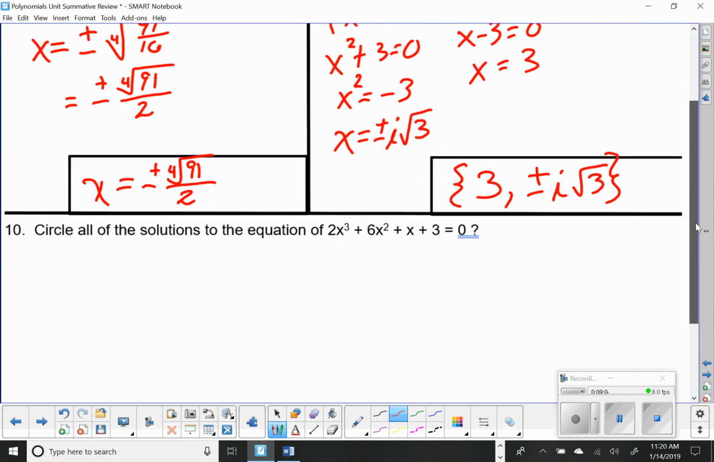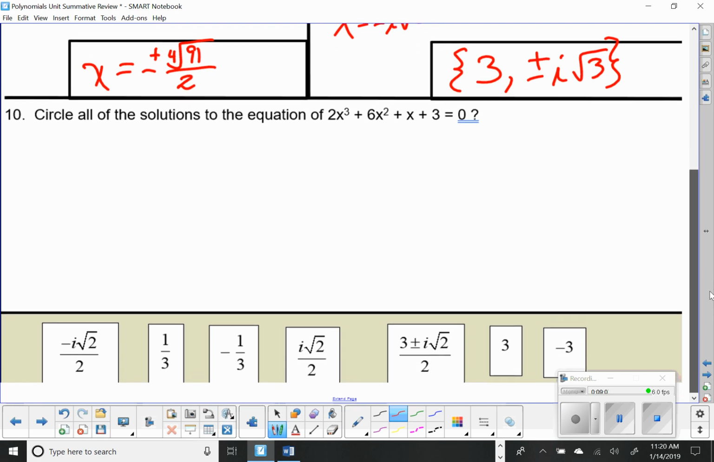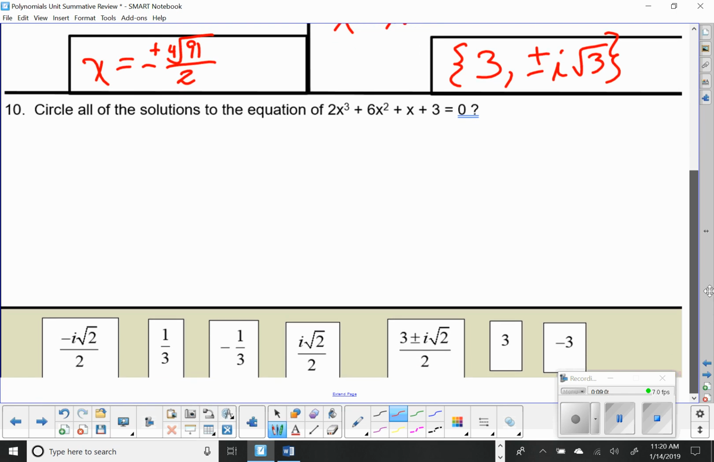So far, so good. Now this one, it's one of those technologically enhanced things where you have multiple choice, but you got to pick all the right multiple choices. That's okay, you can do this. Again, notice this is nothing more than grouping. So now I'm going to take out a 2x squared, and that leaves me with x plus 3.